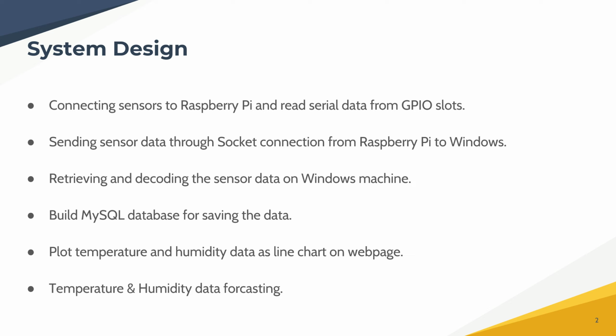And then we're going to visualize those data through Chart.js. We plot the temperature and the humidity data in line charts on the web page. And also we can do the temperature and humidity data forecasting through machine learning algorithms.